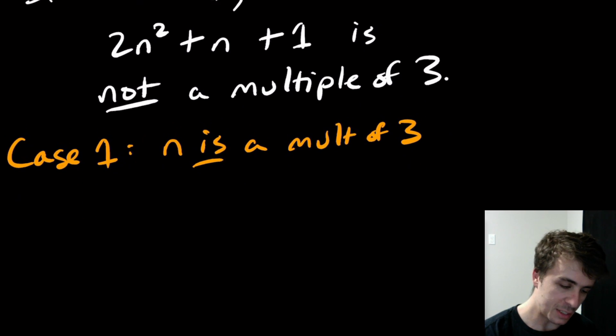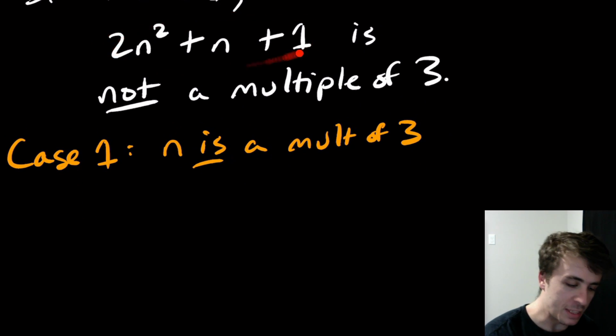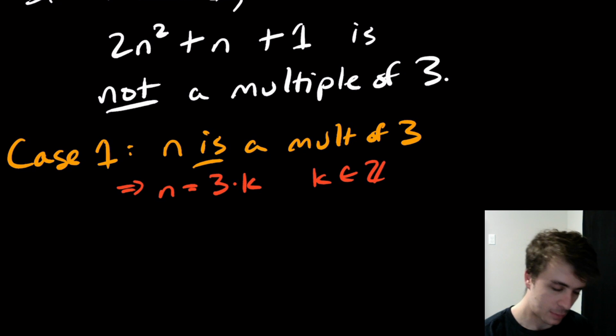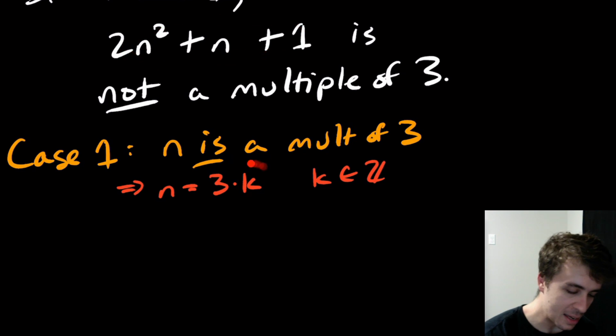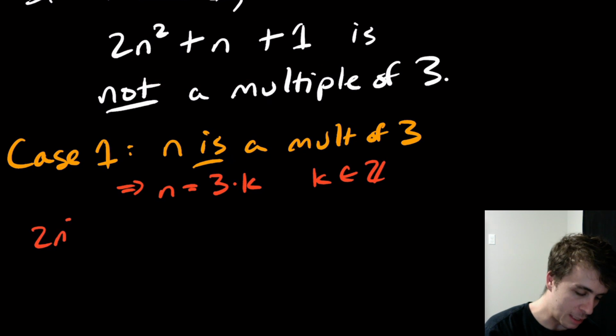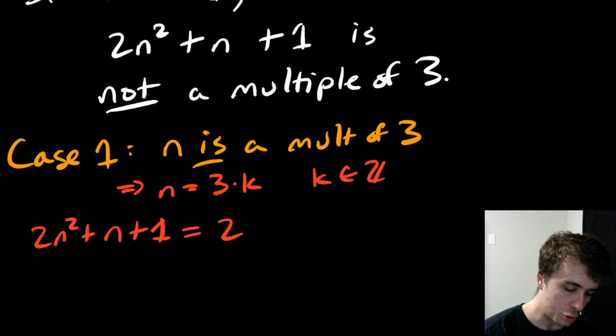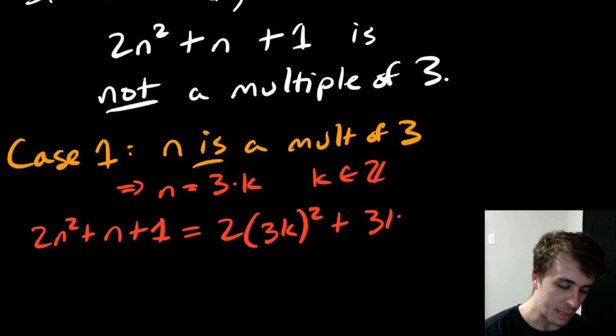What we need to do is just figure out what this expression is when n is a multiple of 3. If it is a multiple of 3, then that means that n is equal to 3 times k for some integer k. I don't know what it is. So let's just plug this 3k into the expression up here. So 2n squared plus n plus 1 is equal to 2 times (3k) squared plus 3k plus 1.